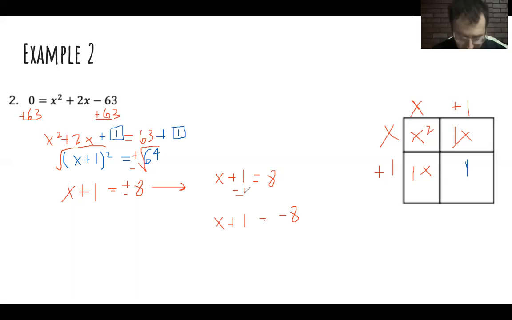And I'm going to subtract 1 on both sides. So I'm going to say that x is equal to 7. And then I'm going to subtract 1, and I'm going to say that x is equal to negative 9. And those are the two answer choices.